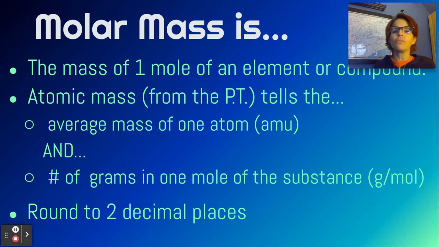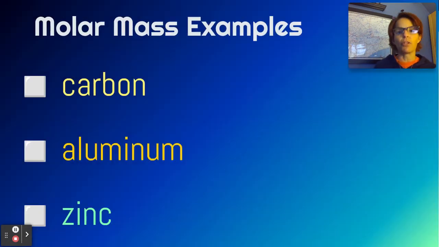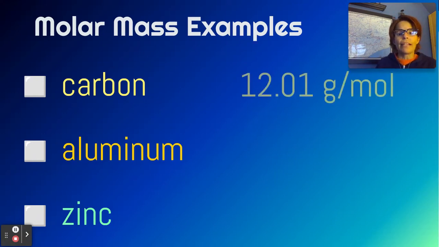So go with 2 decimals, and if you stick with 2 decimals, you're safe. So I want you continuing to look at your periodic table. I just did the molar mass of carbon. So 12.01 grams in 1 mole. So we write it as grams over moles. So it's grams per 1 mole. But if you need to break that down, grams per 1 mole, that's what that means.